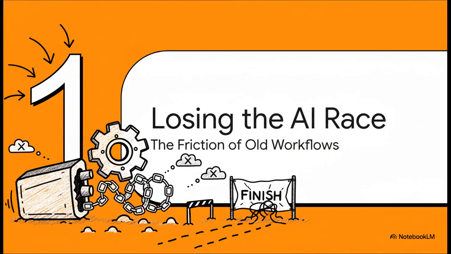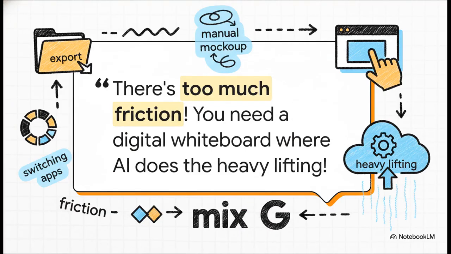So why are people losing that race? Well, it really all comes down to one simple, powerful idea: friction. All those little moments of resistance, the things that just slow you down and completely kill your creative flow. And this quote from SkyJoe just hits the nail on the head. There's too much friction. Every single time you have to export a file or manually make a mockup or just switch between apps, that's friction. So the real question becomes, what if you could just get rid of it? What if AI could step in and do all that heavy lifting for you?